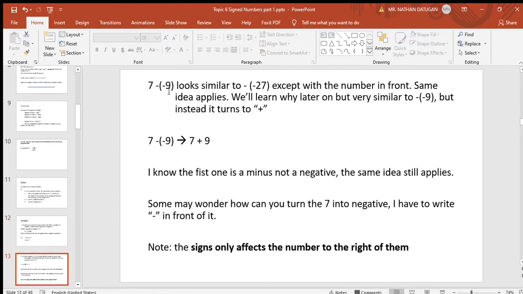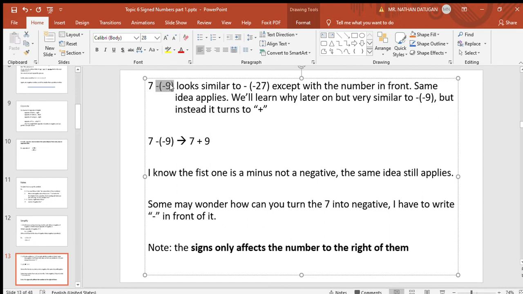Now let's have a few more examples. 7 minus -9. It looks kind of similar to negative of -27, except there's a number in front. We have a number 7, but the same idea applies. We'll learn why later on, but you can think of this as negative of -9, or opposite of -9, which is positive. So 7 minus -9, we can simplify that as 7 plus 9.